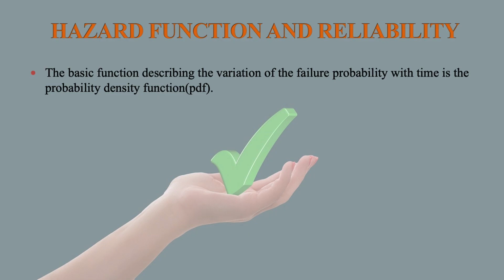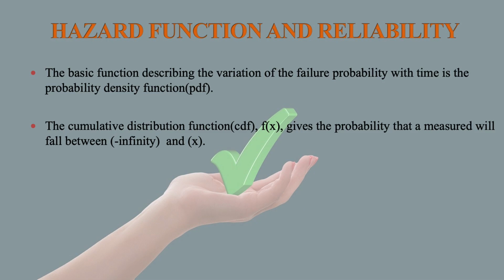The basic function describing the variation of failure probability with time is the probability density function. The cumulative distribution function, CDF F(x), gives the probability that a measure will fall between minus infinity and x. It is shown in this equation: F(x) is equal to the integral from minus infinity to x of f(y) dy.